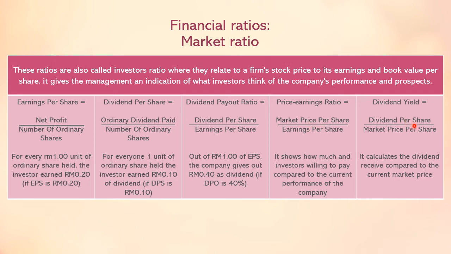And lastly is dividend yield. Dividend yield is to calculate the return for the investors. So when we invest in the shares, we invest using the market price, and the return that we receive is dividend per share. So you take the dividend per share that you've calculated here, you divide by the market price per share, then you get the dividend yield. The word yield here is also known as return.